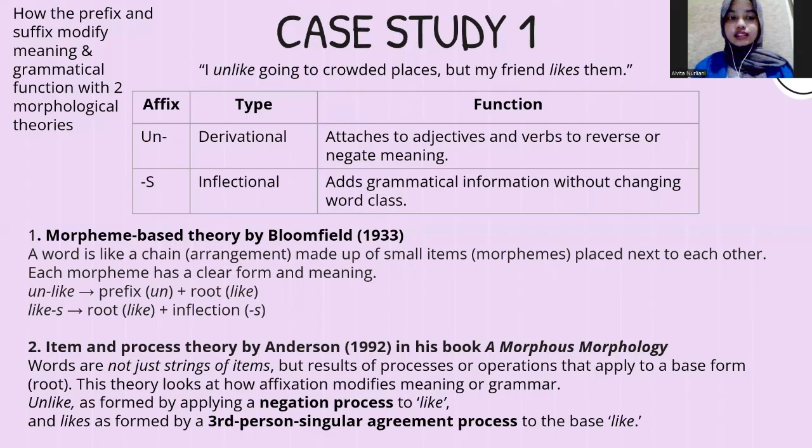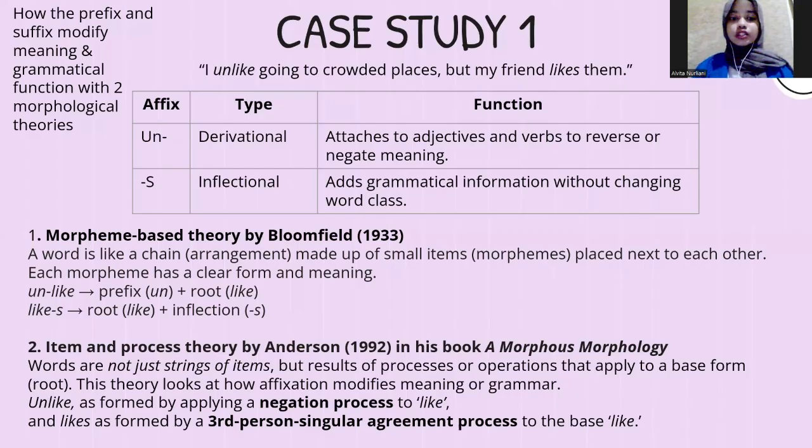And for morphological theories, the first one is morpheme-based theory by Bloomfield in 1933. So according to Bloomfield, a word is like a chain or arrangement made up of small items, meaning morphemes that are placed next to each other. Next is the theory from Anderson in his book Amorphous Morphology about item and process theory. And according to Anderson, words are not just strings of items, but results of processes or operations that apply to a base form, or we can say root.